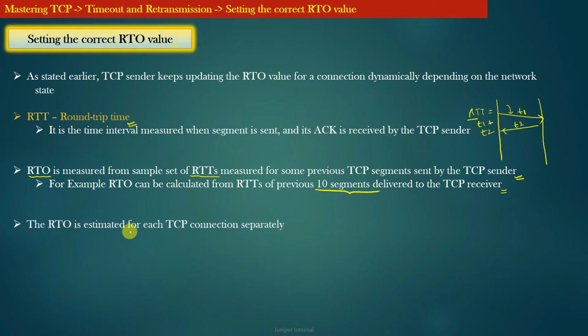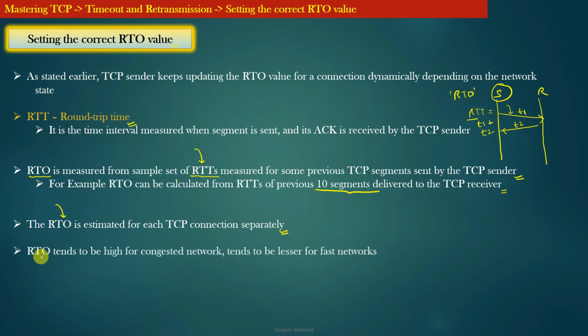Remember, RTO is estimated for each TCP connection separately. So RTO is not per data segment, but RTO is per connection. If there is a TCP sender and a TCP receiver, the TCP sender maintains a global RTO value for a connection, whereas RTT is for each segment.